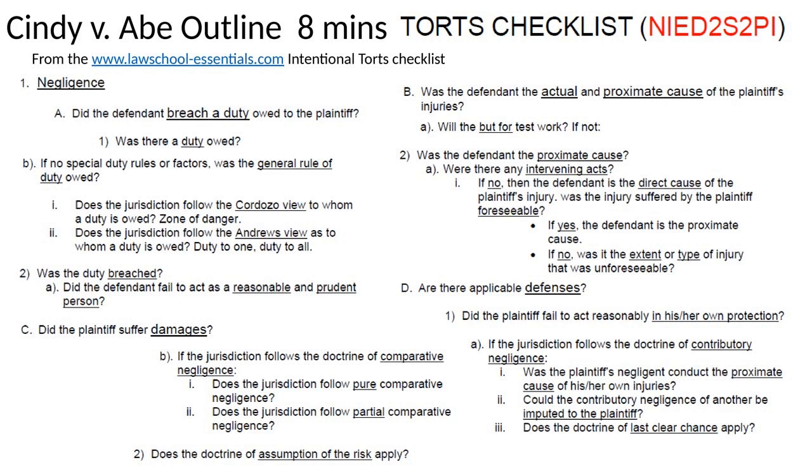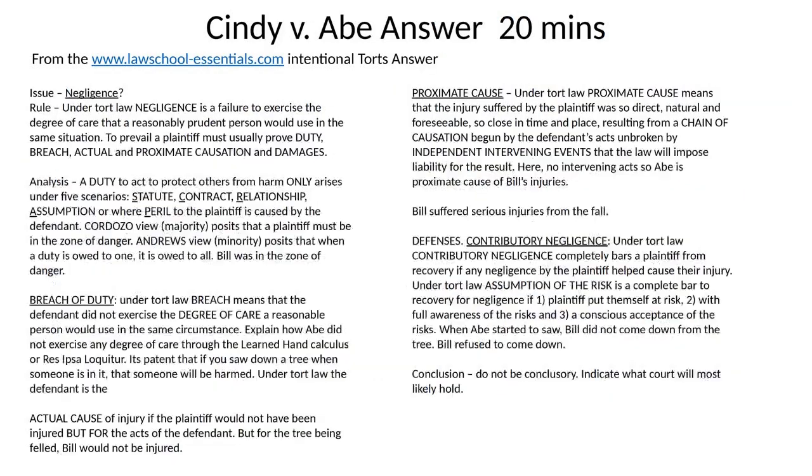So, are there any applicable defenses here? Did the plaintiff fail to act reasonably in his own protection? Right. Bill could have come down and run away. So there's a little bit of contributory negligence. I wouldn't talk about comparative negligence, but contributory, I would definitely. Assumption of the risk. Cindy didn't assume the risk, so I don't think that's a defense.